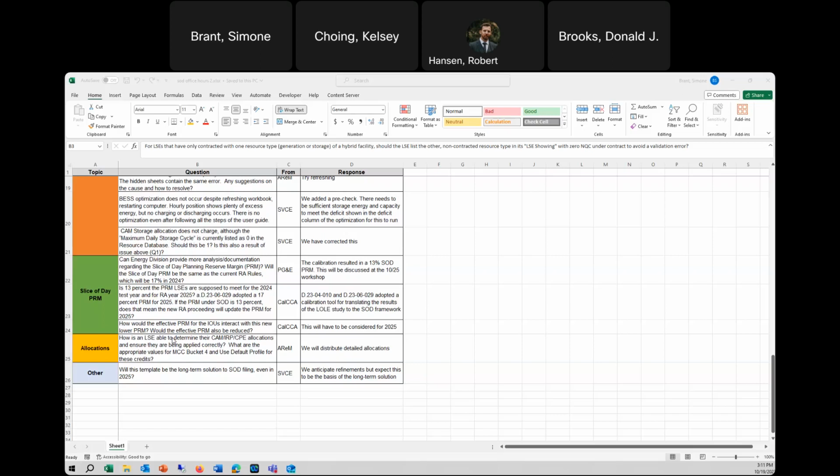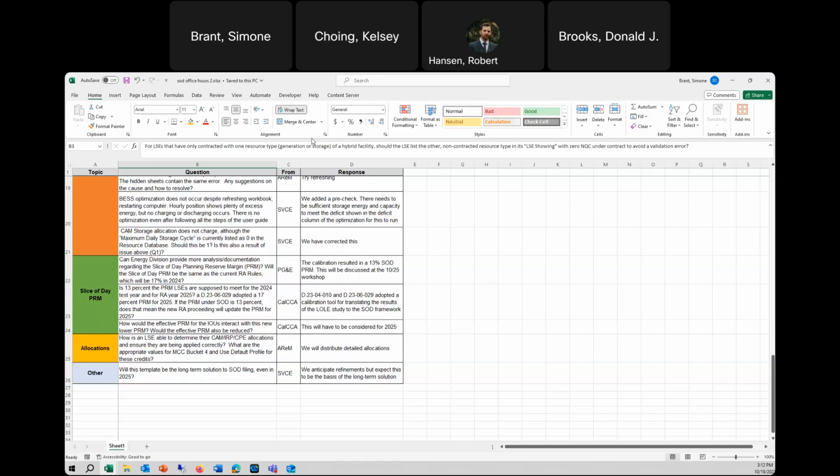All right, let's just run through these last couple of questions. One is about how an LSE can determine their detailed TAM and IRP and CP allocations and make sure they're being applied correctly. What are the appropriate values for MCC bucket 4 and use default profile for these credits? You want to take this, Kelsey?